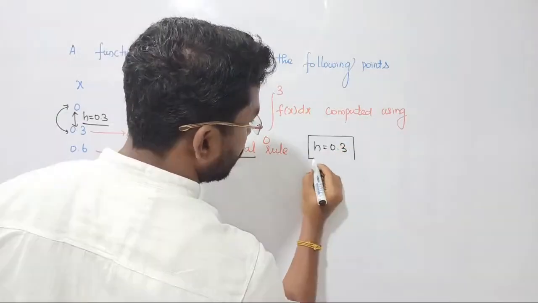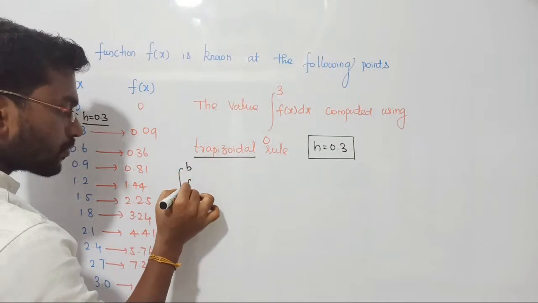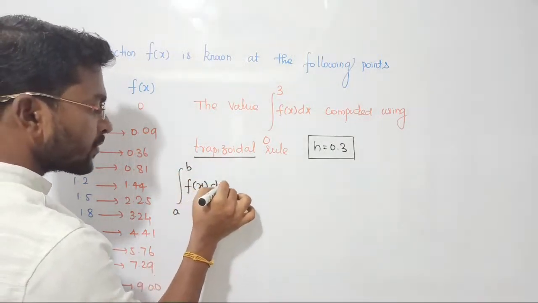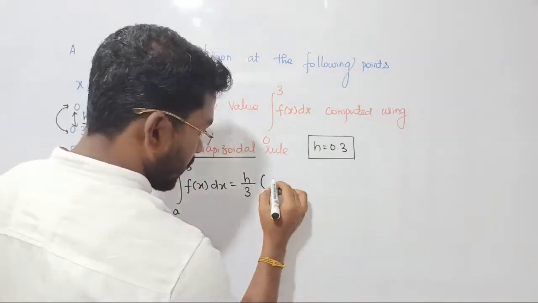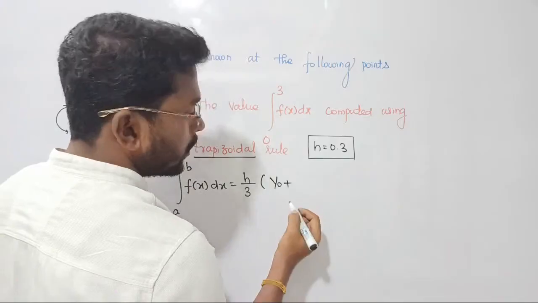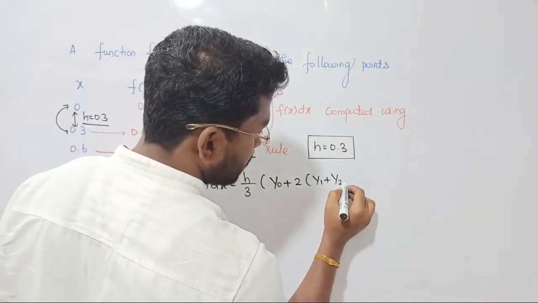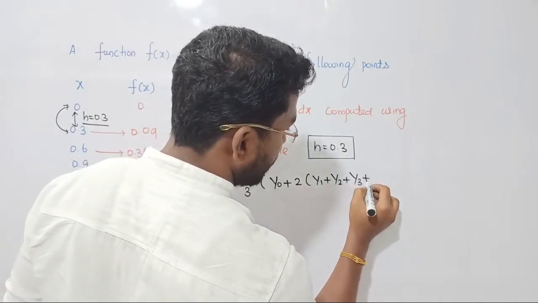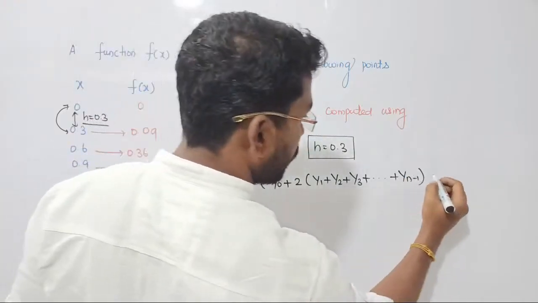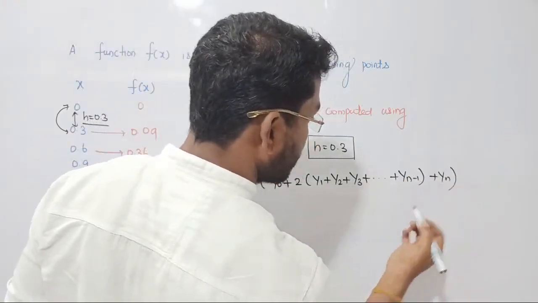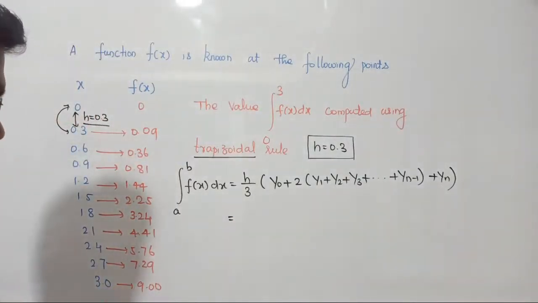Next, in the trapezoidal rule, what is the formula? The integral from a to b of f of x dx can be directly rewritten as h upon 3 in bracket. You are supposed to consider y naught plus 2 into y1 plus y2 plus y3, and continue up to the point preceding the last one, yn minus 1, plus yn. That's all. This is the general formula that we saw already in trapezoidal. Let's substitute all variables here.